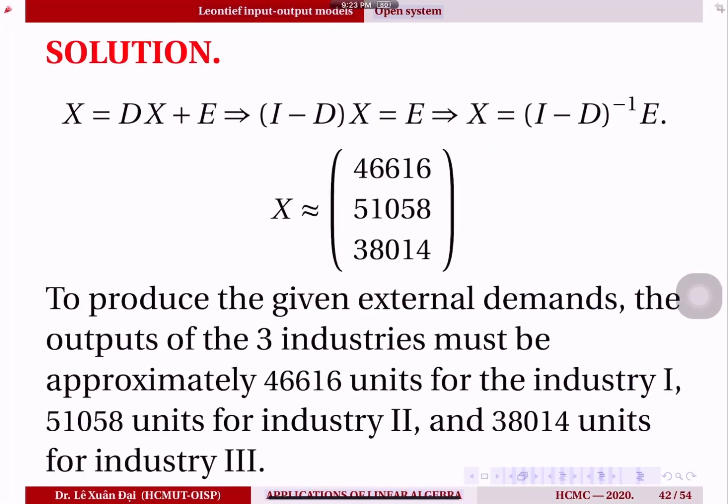So, to produce the given external demands, the output of the three industries must be approximately 46,616 units for industry 1, 51,058 units for industry 2, and 38,014 units for industry 3.